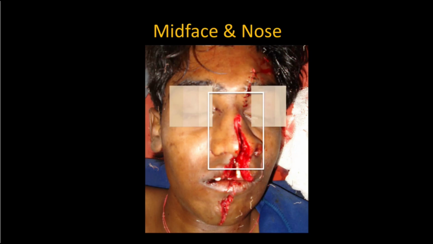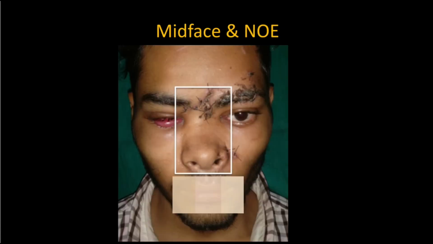Be it open or closed injuries of the nose, intranasal assessment of the nose should always be considered to assess septal hematoma, because if left undiagnosed and untreated, it can cause obstruction of the nasal airway and can lead to septal perforations.